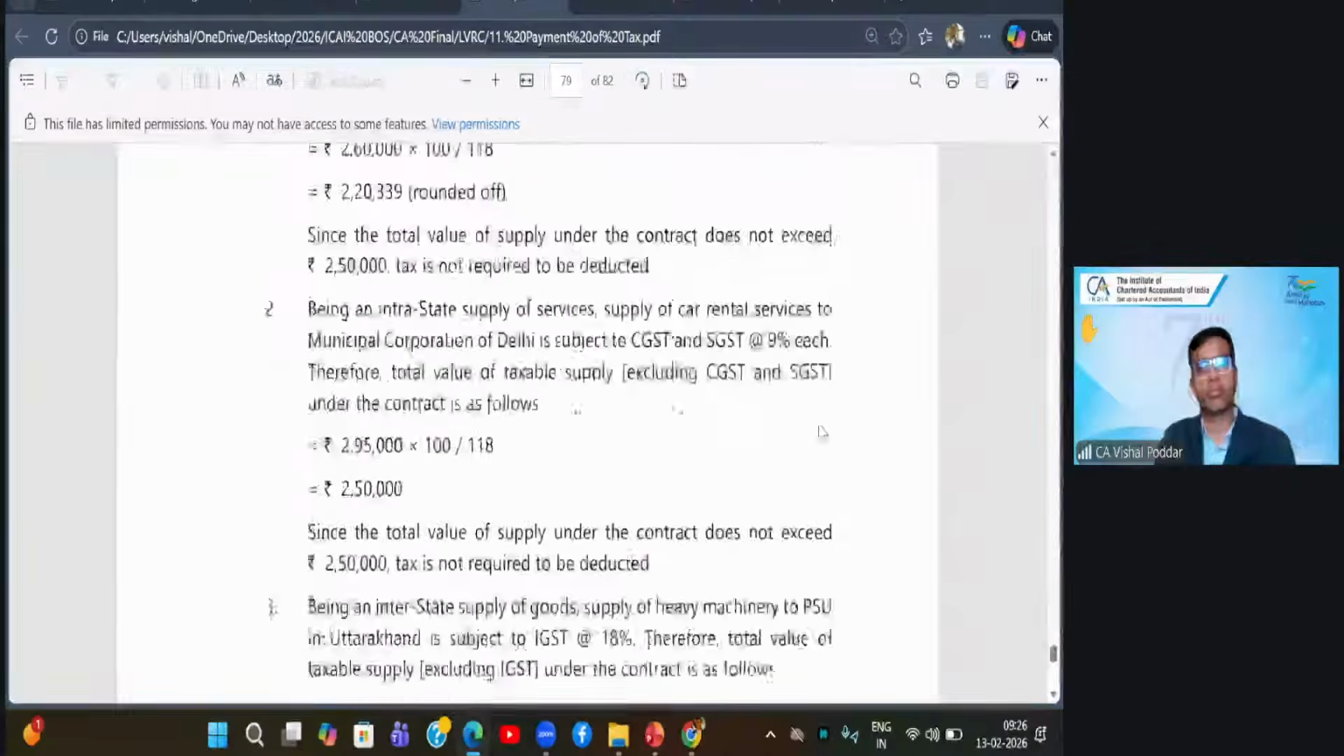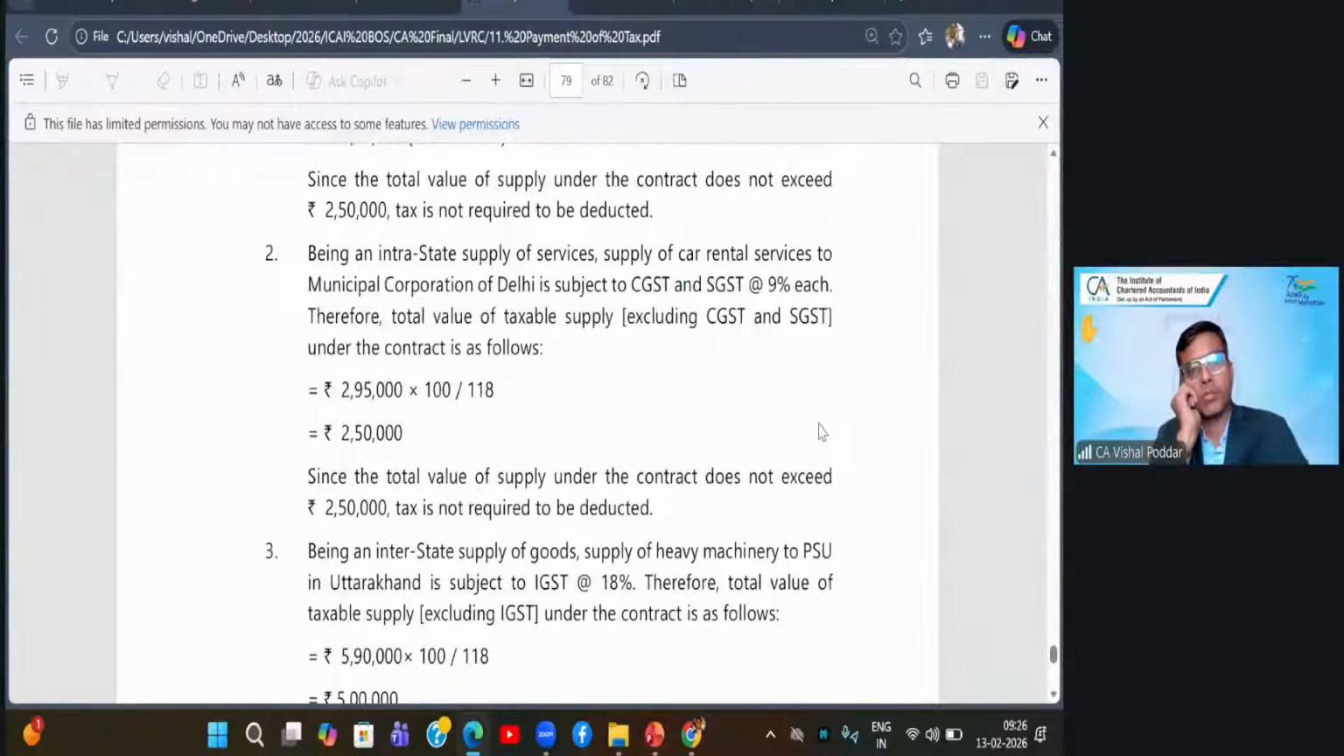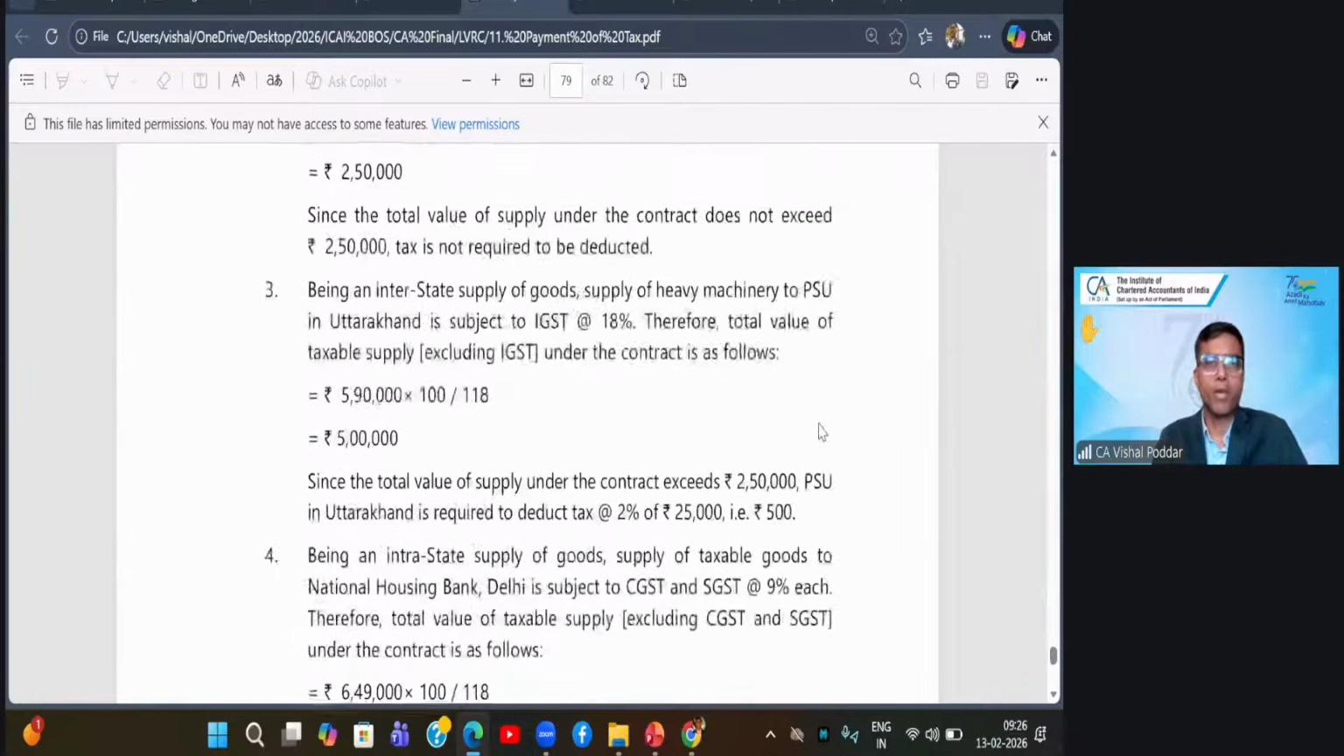Not required to deduct. Perfect. Being an intra-state supply of services, supply of car rental services to MCD is subject to CGST and SGST at the rate of 9% each. Again, by back calculation, the net value of supply is exactly 2,50,000. Now, this is interesting to note. The law applies only when, that is, the TDS applies only when the value exceeds 2.5 lakhs. Since it is exactly 2,50,000, again, no TDS.